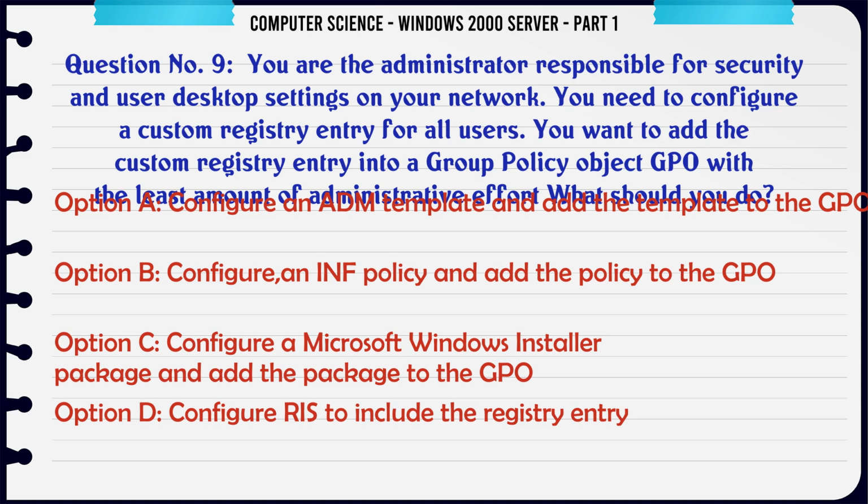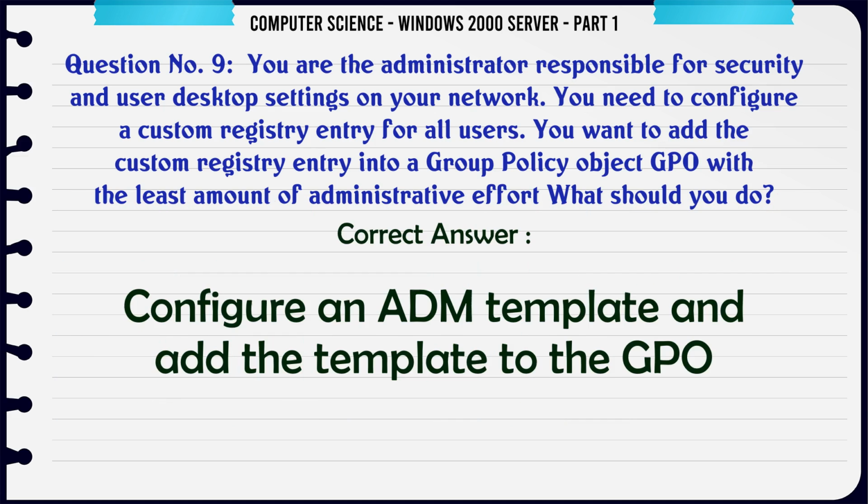A. Configure an ADM template and add the template to the GPO. B. Configure an INF policy and add the policy to the GPO. C. Configure a Microsoft Windows installer package and add the package to the GPO. D. Configure RIS to include the registry entry. The correct answer is: configure an ADM template and add the template to the GPO.